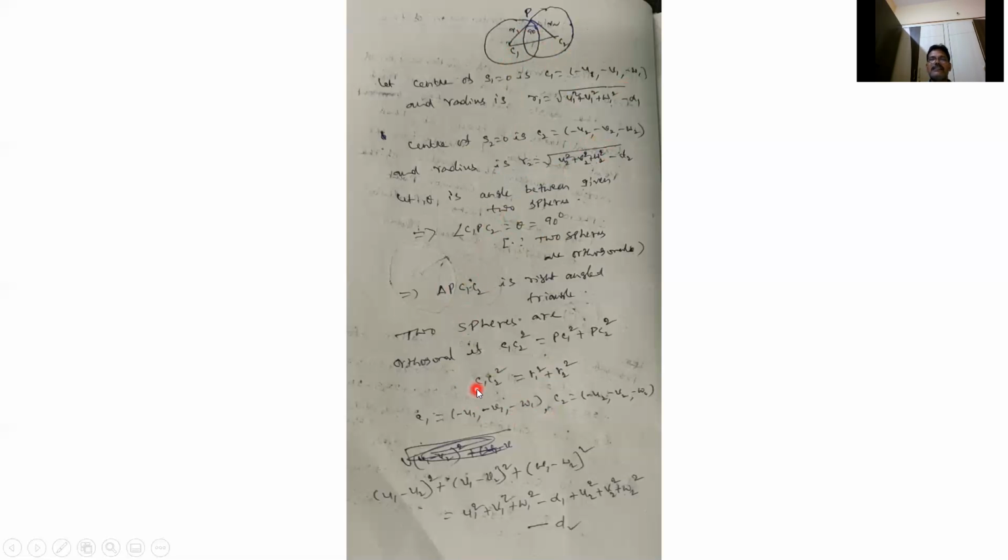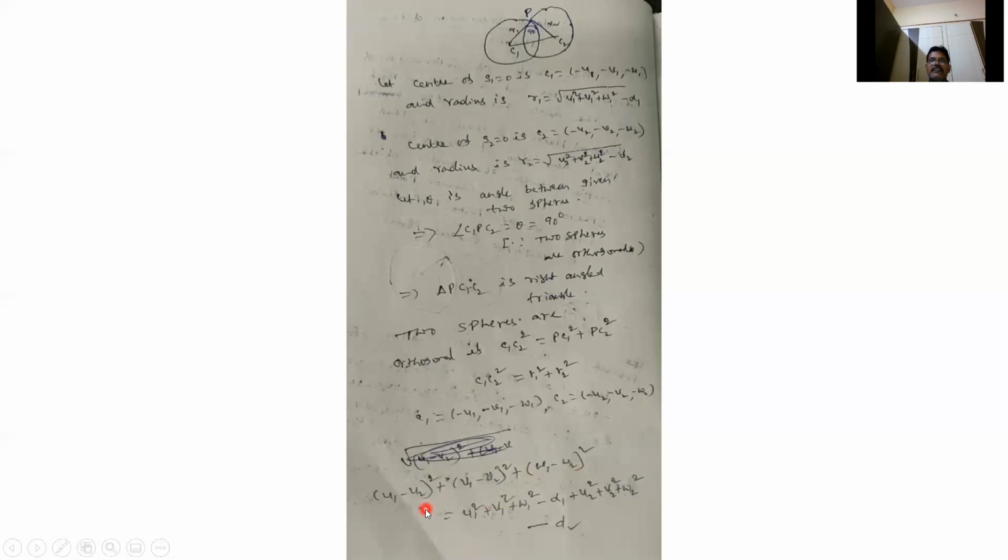We know the distance between two points. C1C2 is the distance between these two centers. Suppose the two points are (x1, y1, z1) and (x2, y2, z2). Then the distance is the square root of (x2 minus x1) whole square plus (y2 minus y1) whole square plus (z2 minus z1) whole square. So x2 minus x1 means minus u2 plus u1, that is u1 minus u2. y2 minus y1 is minus v2 plus v1, so v1 minus v2. And z2 minus z1 is minus w2 plus w1, that is w1 minus w2.